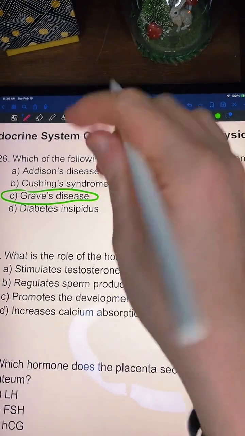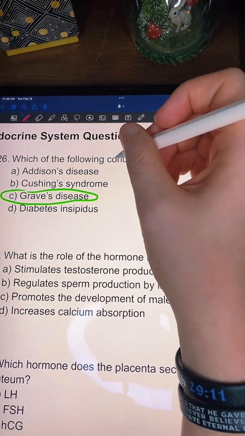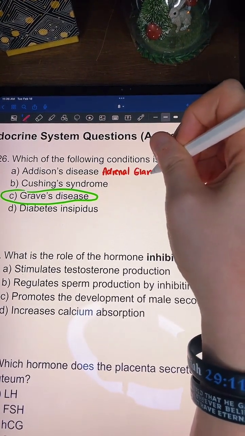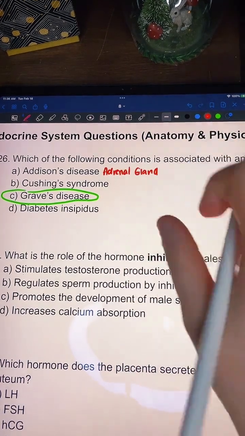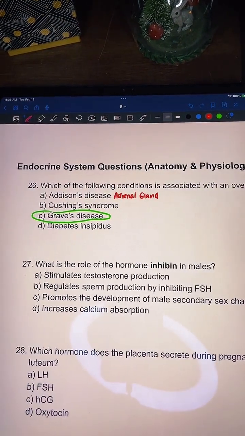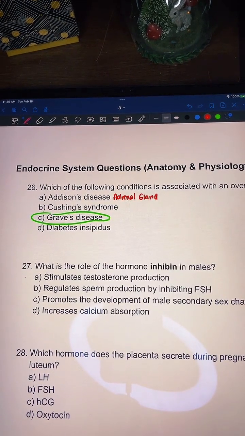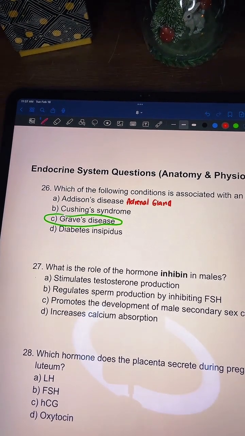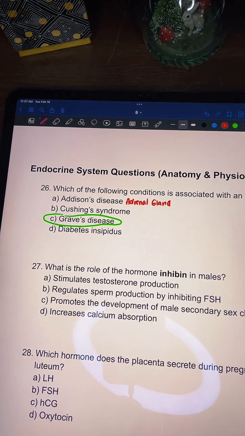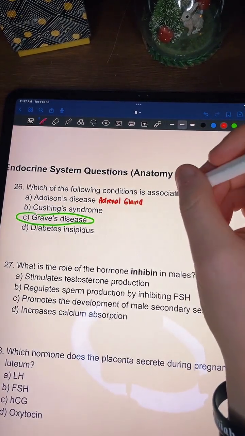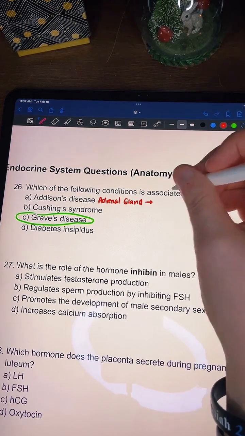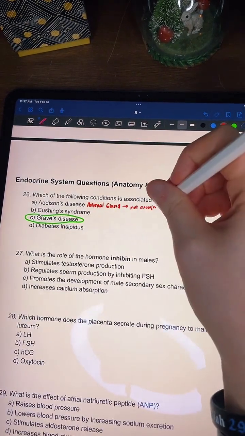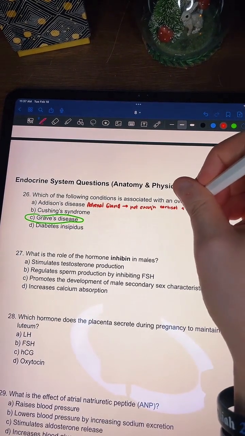Anyway, okay, so let's go through it. What is Addison's disease? Addison's disease is the adrenal gland. I want to make sure this is still on the camera. Alrighty. So the adrenal glands are not producing enough cortisol, or aldosterone.